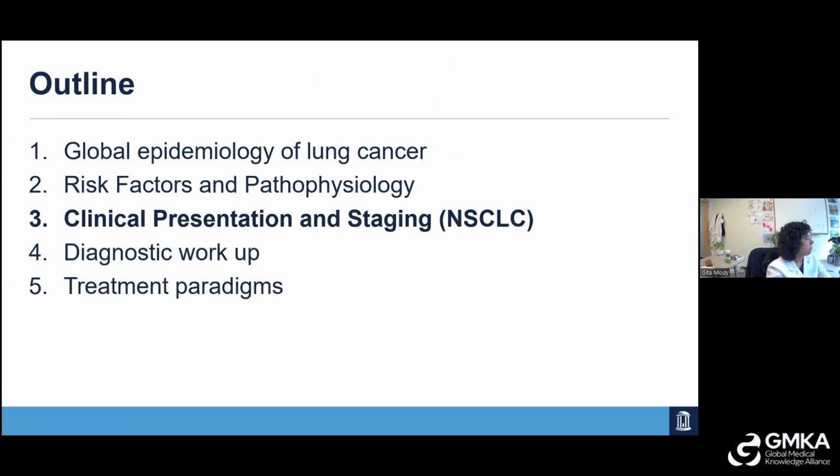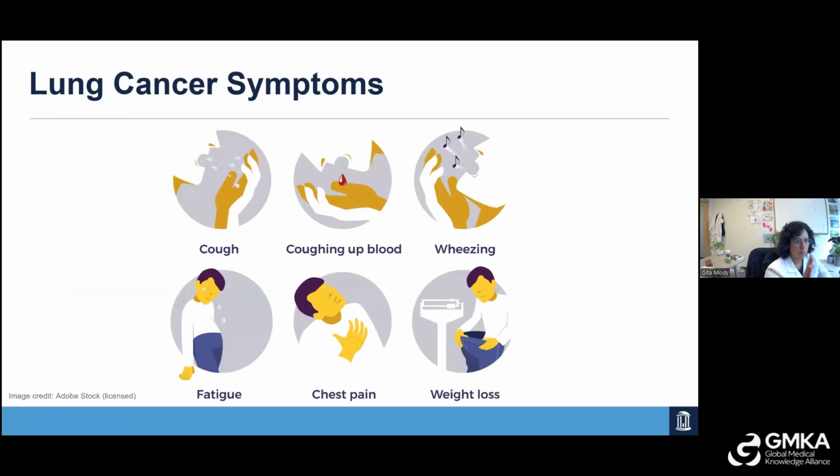What is the usual clinical presentation, and then how do we stage? Obviously, Dr. Biarski is very familiar with staging, but I would presume not everyone stages lung cancer all of the time. If this is repetitive, just tell me if you already have this in your practice.